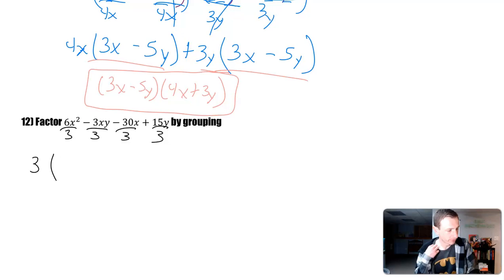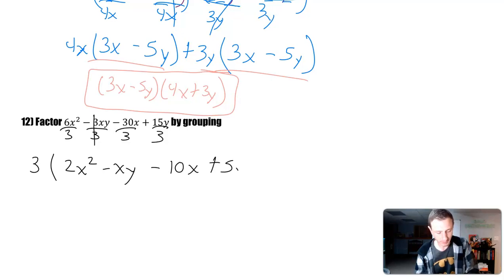I'm going to be left with 6 divided by 3 is 2, so 2x squared. 3 over 3 is 1, so I'm left with minus xy. Minus 30 divided by 3 is 10, that's just x. And 15 over 3 is 5, so plus 5y. Don't forget about that y.